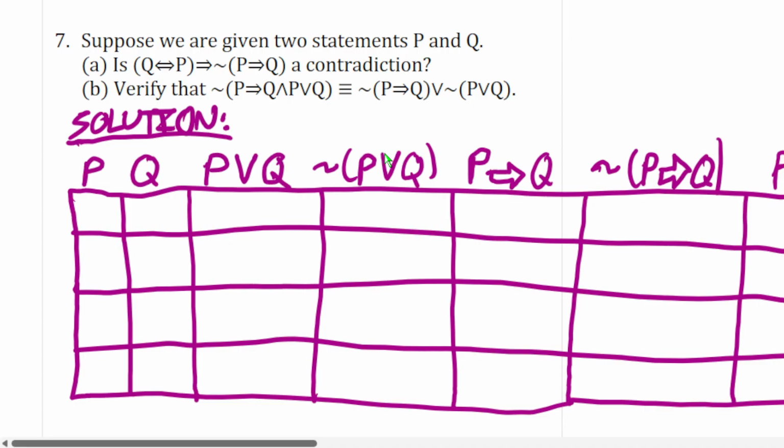And then for part B, if you recall from De Morgan's law, this is an example of De Morgan's law, and we're just going to use logical equivalence. If the two statements have the same truth values, then they are logically equivalent and the statement is verified. So let's start by filling out this truth table.